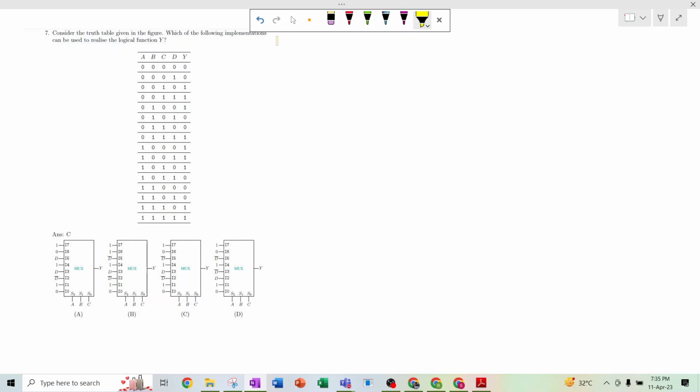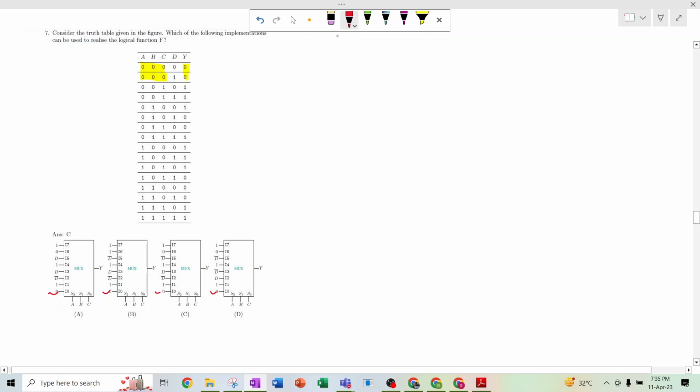So at first ABC, these three are 0 0 0. That means the output will be 0. That means if ABC is 0 0 0, whatever will be the output will be 0 irrespective of D. So it is connected to 0, so that is the right thing. This is right, this is right, this is right.